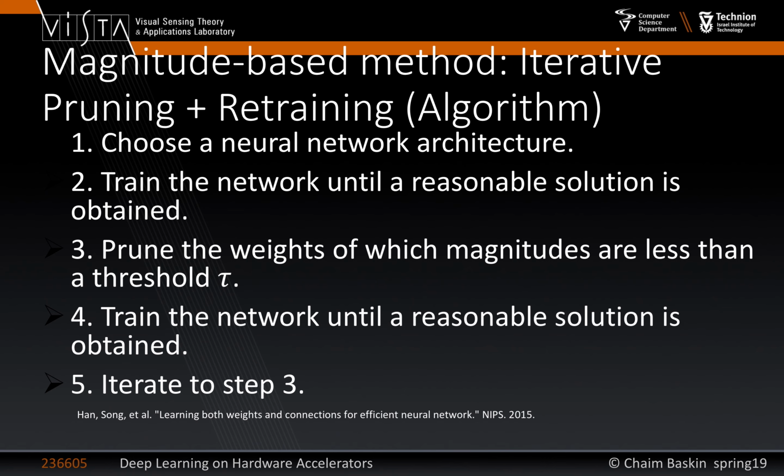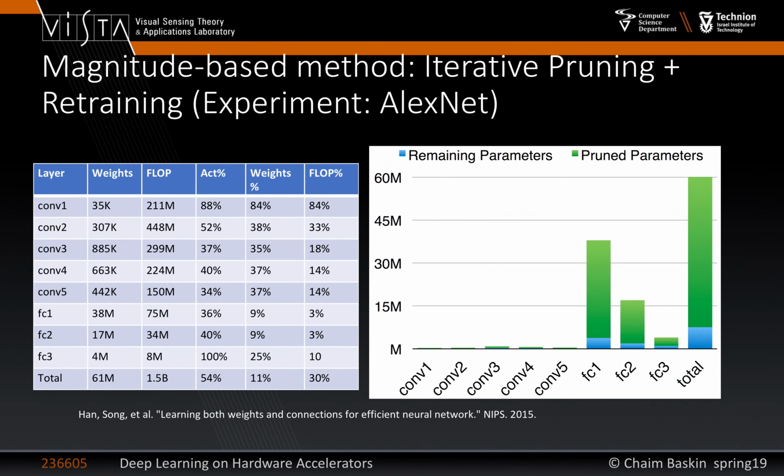Great. So this is the result that they achieved on AlexNet. We can see the bars of the pruned parameters and the real parameters. They pruned a lot of parameters and still achieved very good results. This work showed how to prune most of the parameters in the fully connected layers.